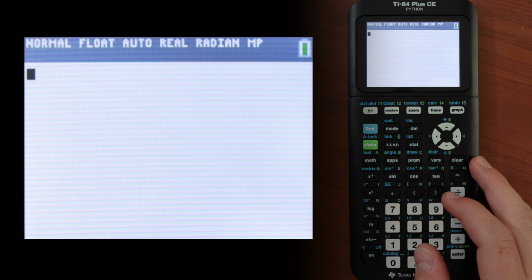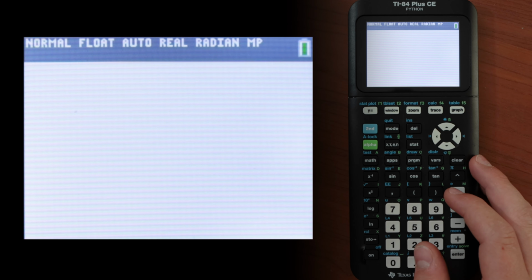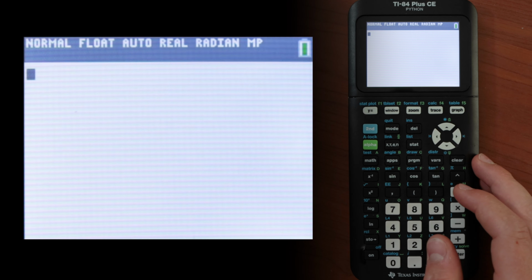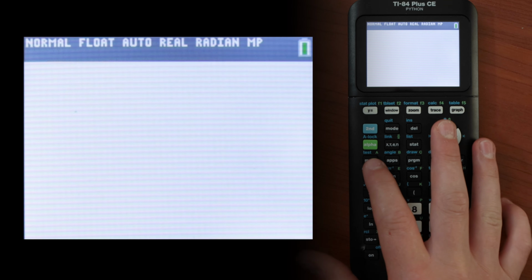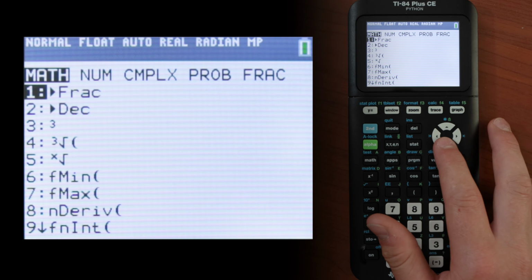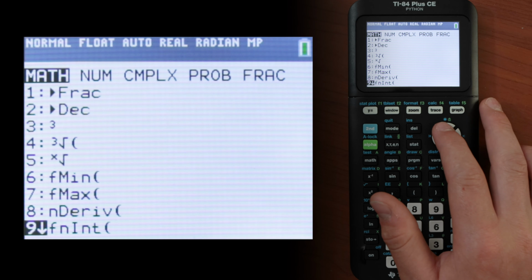So, suppose I want to do something related to calculus now. Supposing I wanted to take the derivative of our function at a certain point. What I can do then is hit this math button. And that is where you will find both the derivative and the integral. So derivative will be 8, integral will be 9.